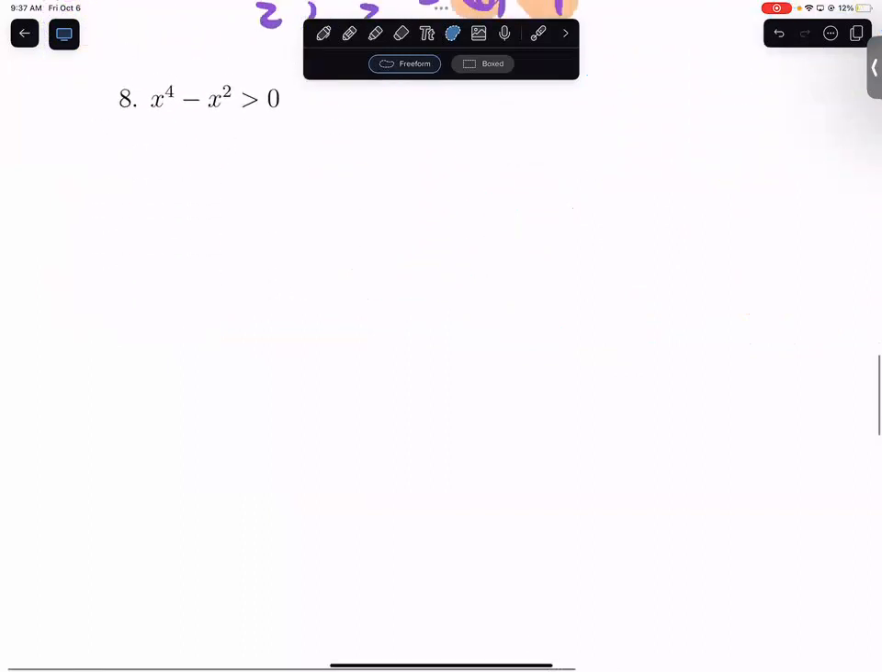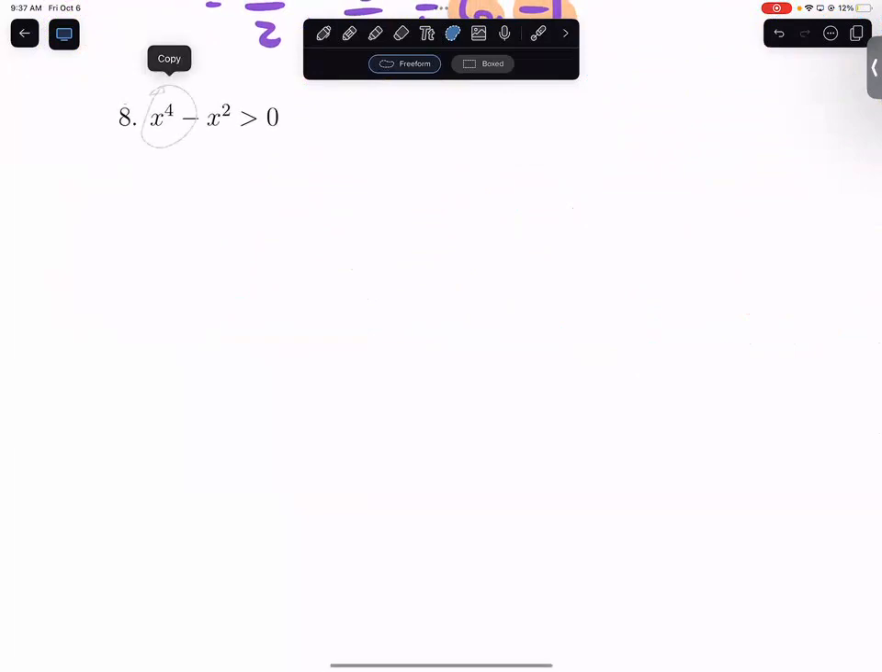X to the 4th minus x squared greater than 0. Okay, x to the 4th. So I'm expecting as many as 4 intercepts unless there's some multiplicity stuff going on, right? How do you want to solve this? There's a common factor of x squared. If we take it out, what's left?